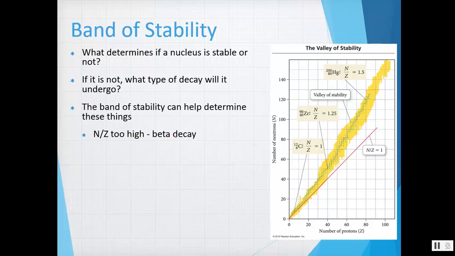If we observe an isotope where the ratio of neutrons to protons is too high, we're going to observe beta decay. And as a reminder, what happens in beta decay is a neutron gets converted to a proton by releasing an electron.